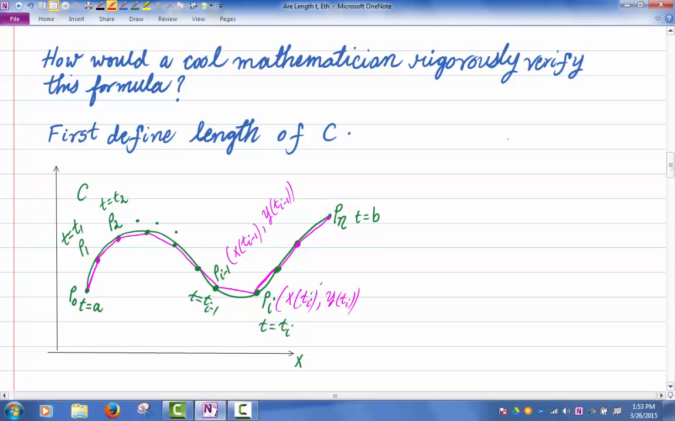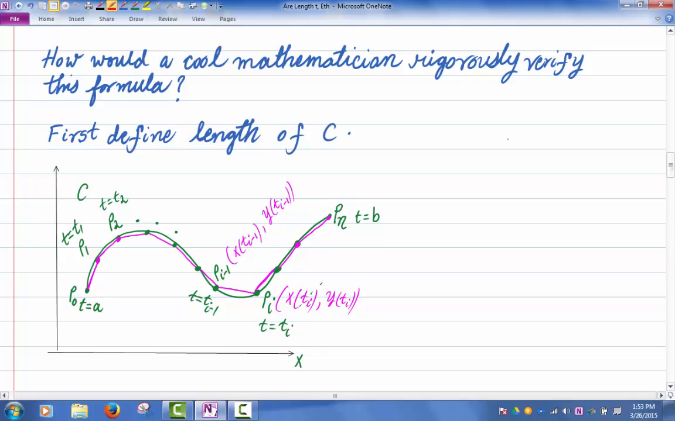So what's the idea? The idea is, okay, let's pick points on the curve. So what I did here, I picked n points on the curve. I picked P0, that's the point at time A. P1 is a point on the curve which is achieved at time T1. P2 is a point on the curve achieved at time T2, and so on.